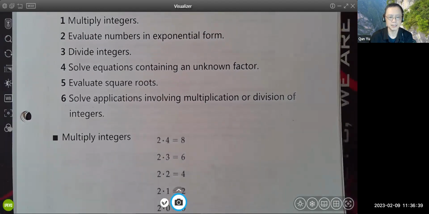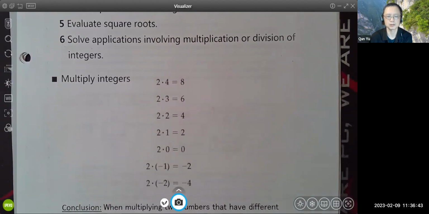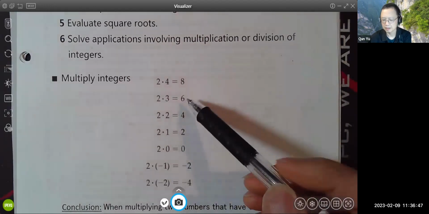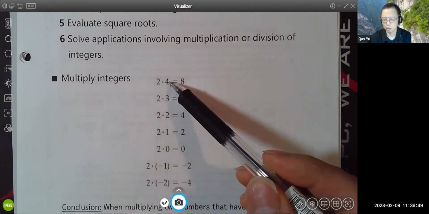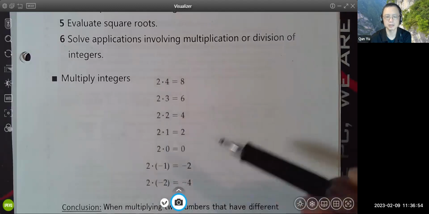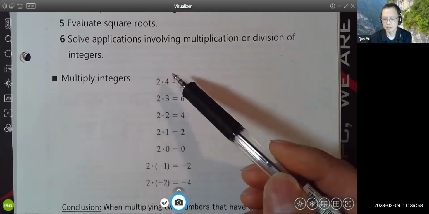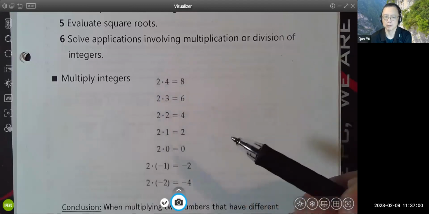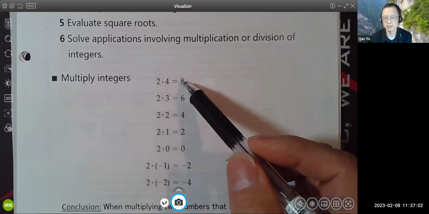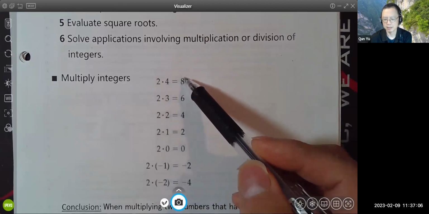The first one, multiply integers. Let's look at some examples and identify a pattern. Say each number starting from 4, 4, 3, 2, 1, 0, -1, -2, and so on. They are all multiplied by 2. When you multiply anything by 2, it's a double, right? Now let's look at the answers, the results. The first one is 8.